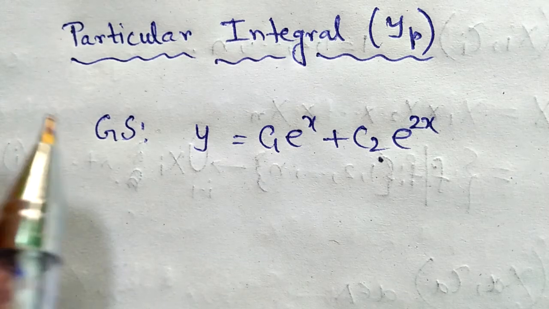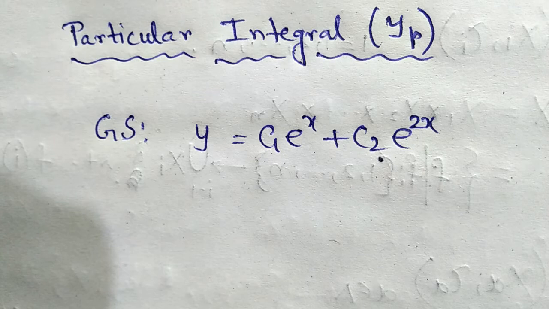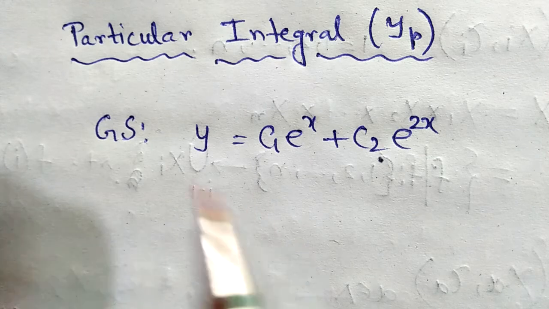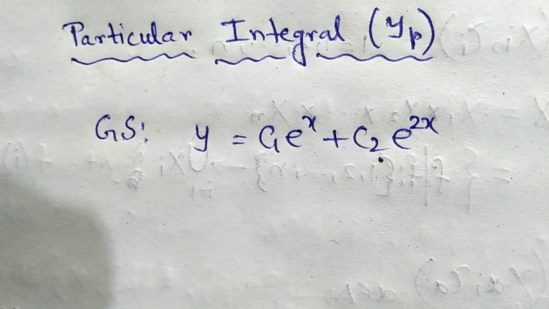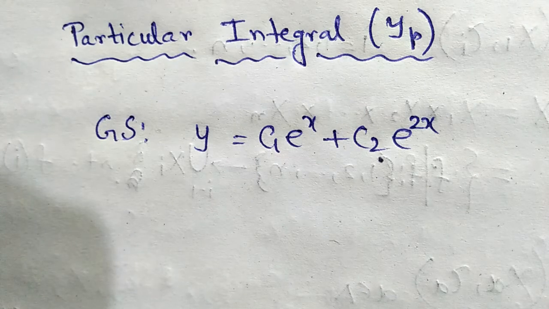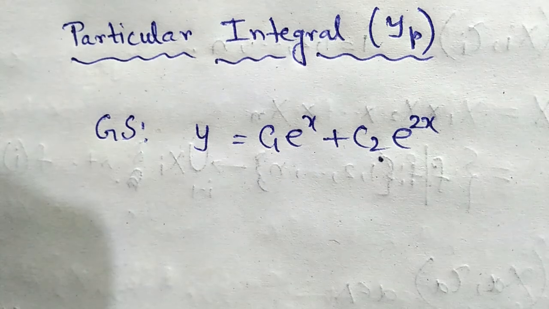Now what happens in the case of particular integral? There are various techniques to find the particular integral of a linear equation with constant coefficients, according to the nature of the right hand side function of the given equation. And also we use a formula to find the particular integral. But before that, I want to mention whether there is any comparison, any difference between the particular solution and the particular integral.